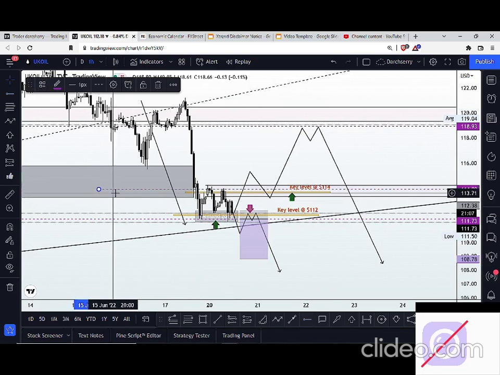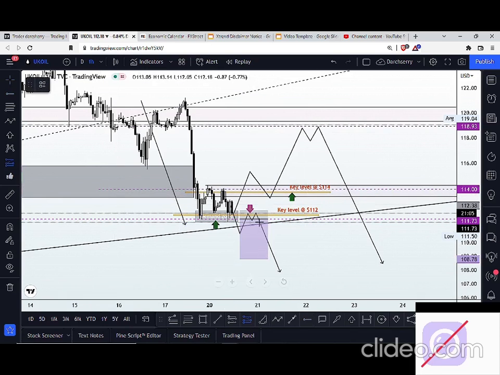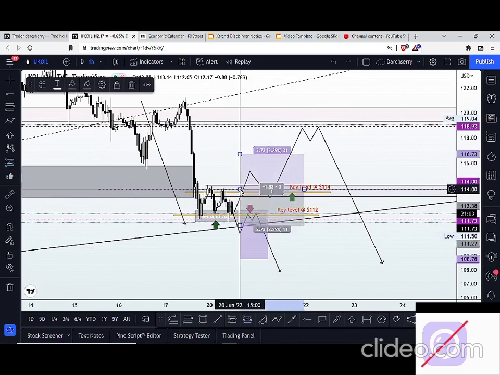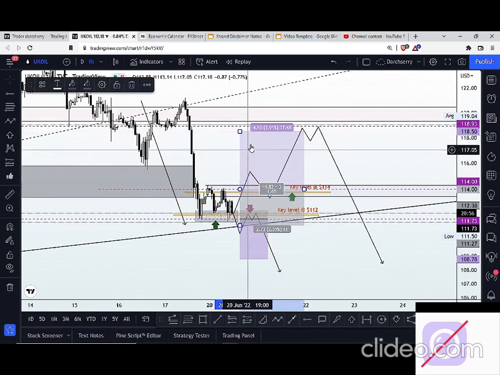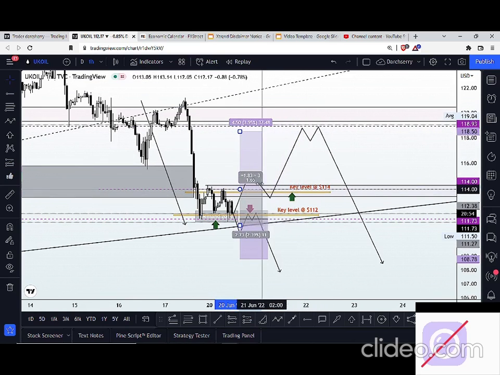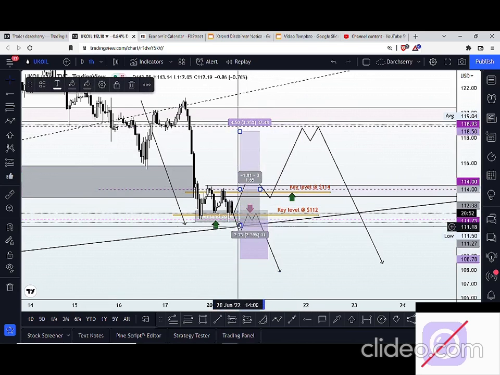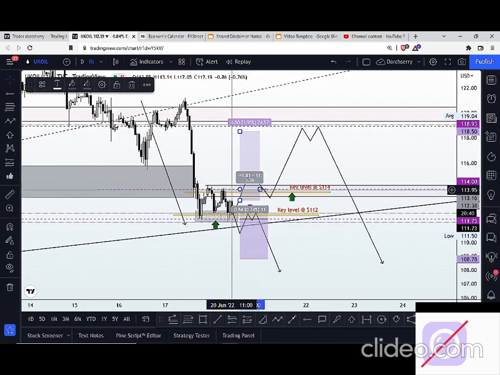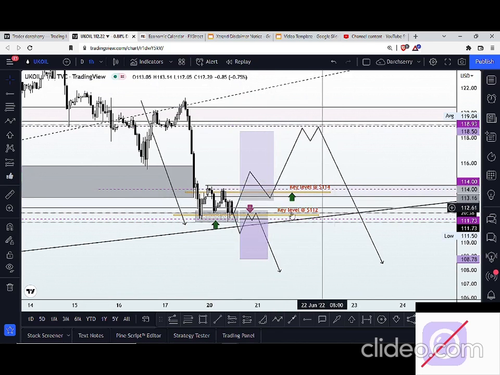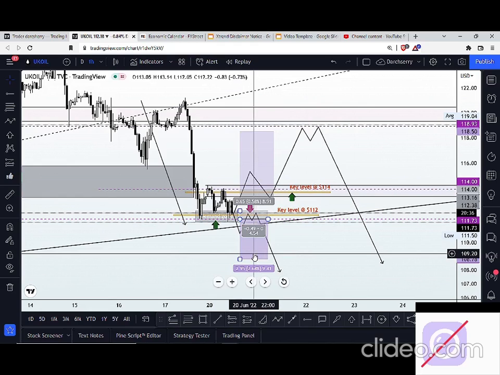So we have an entry point right above the key level, and I want a take profit target at a maximum of $118.50. That's around 450 pips, if the buy momentum grows. Then we have our stop loss right below the previous low, which is exactly below the key level at $114. So this is my scenario here on the UK oil.